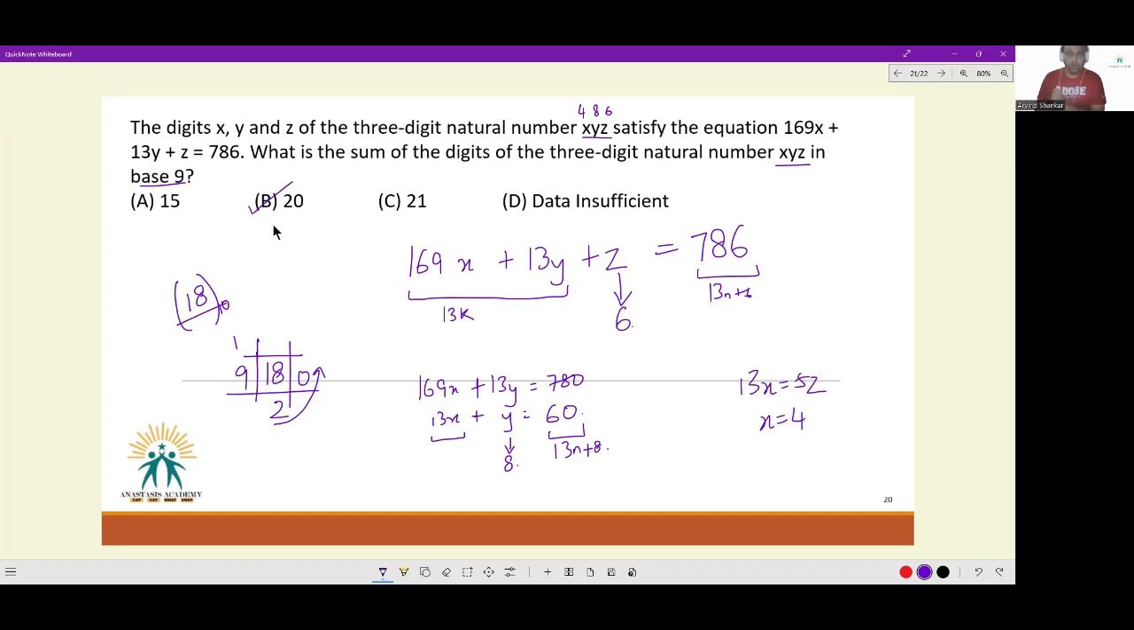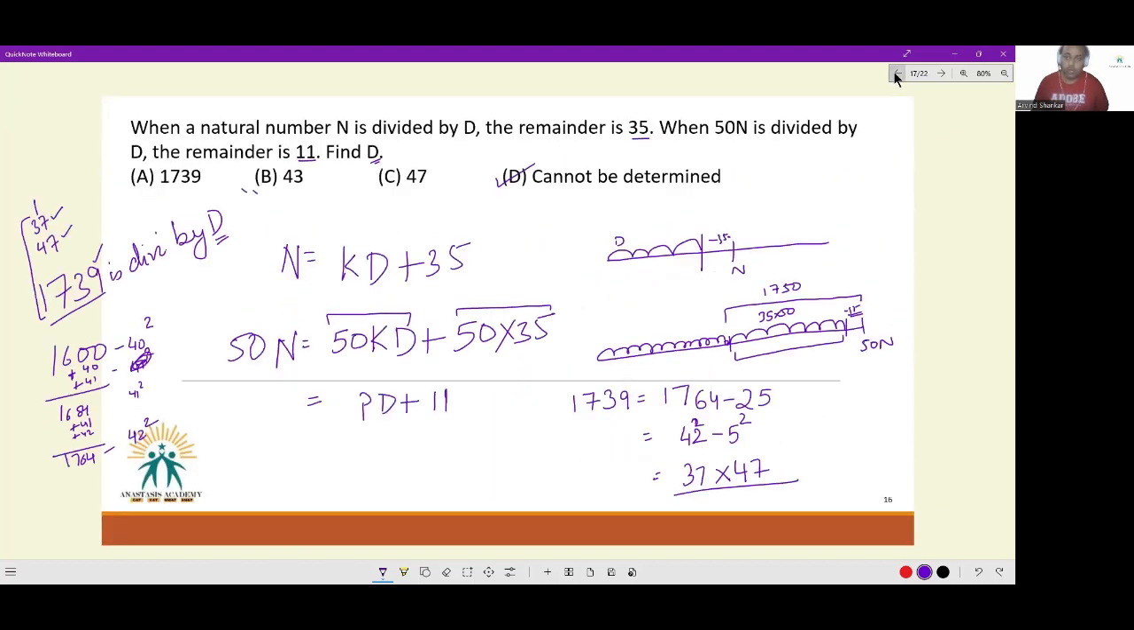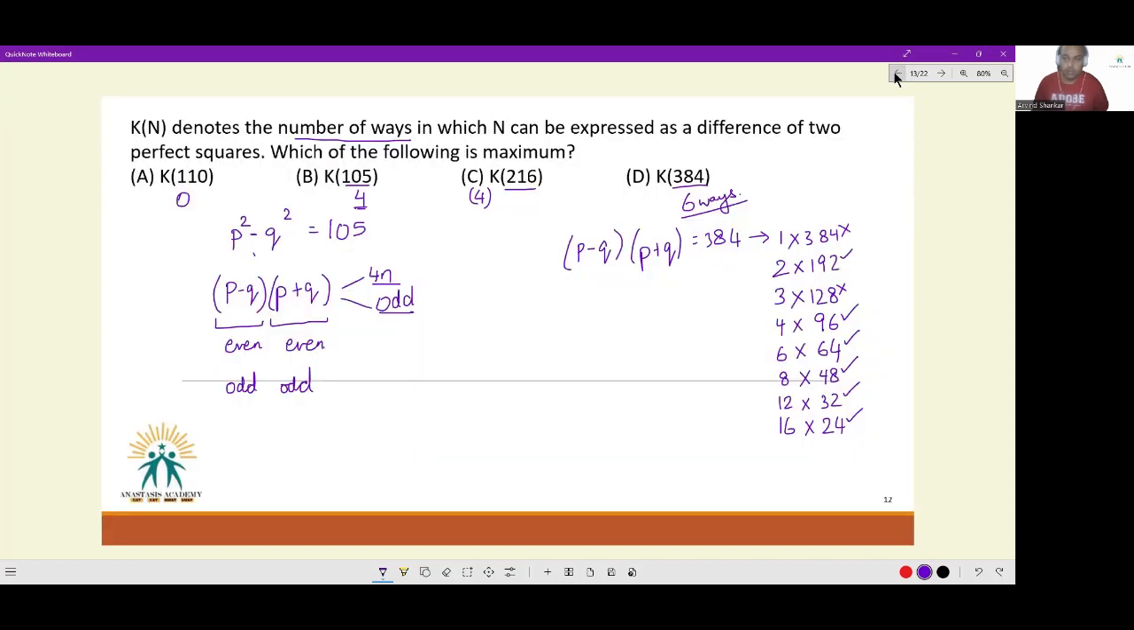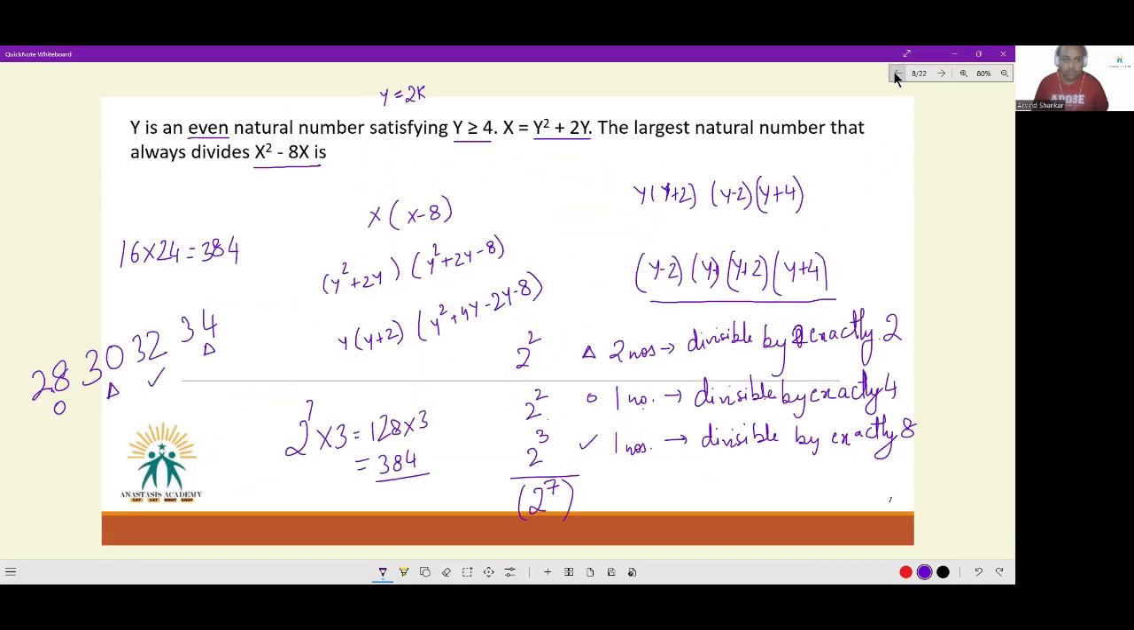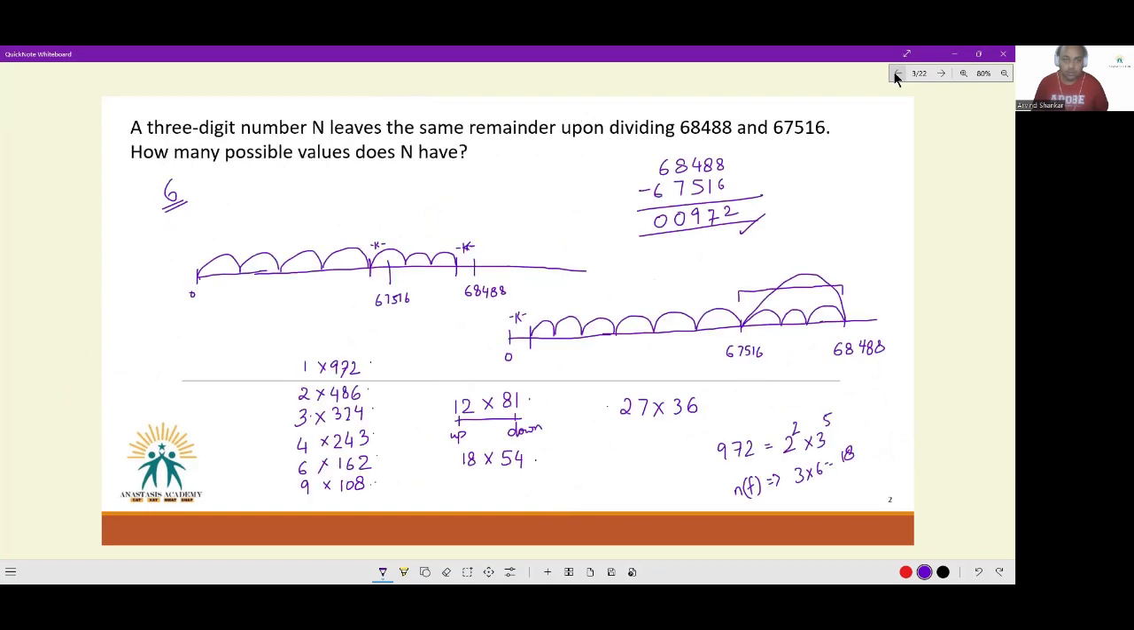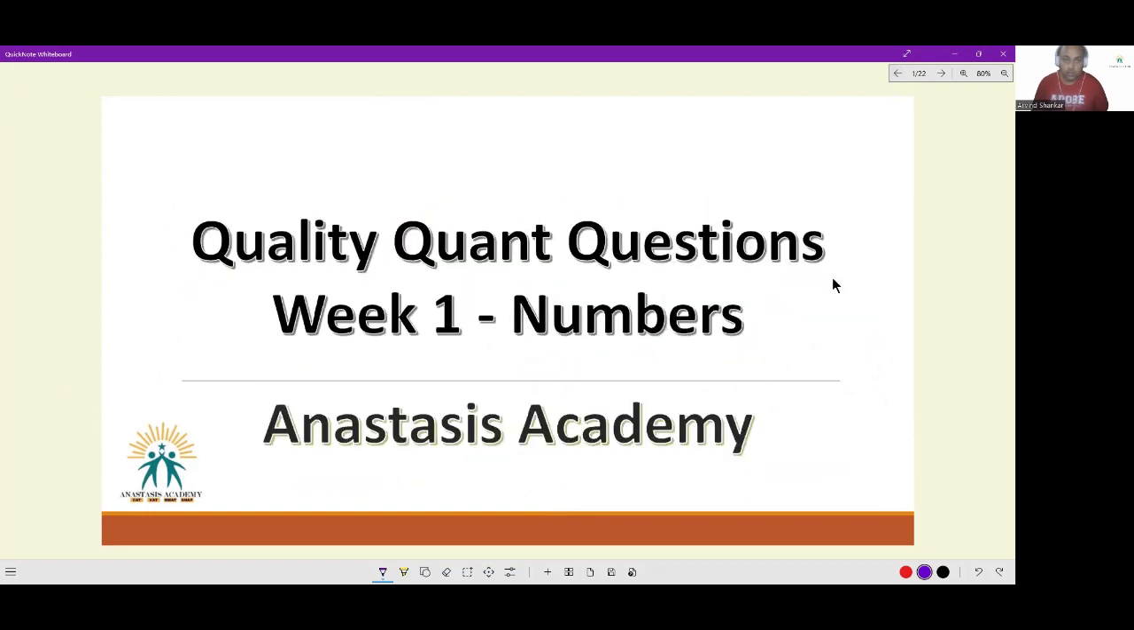That is all the 20 questions in this sheet. Hopefully you learned something. Hopefully you understood some ideas and had fun. That will be all. Okay, have fun.